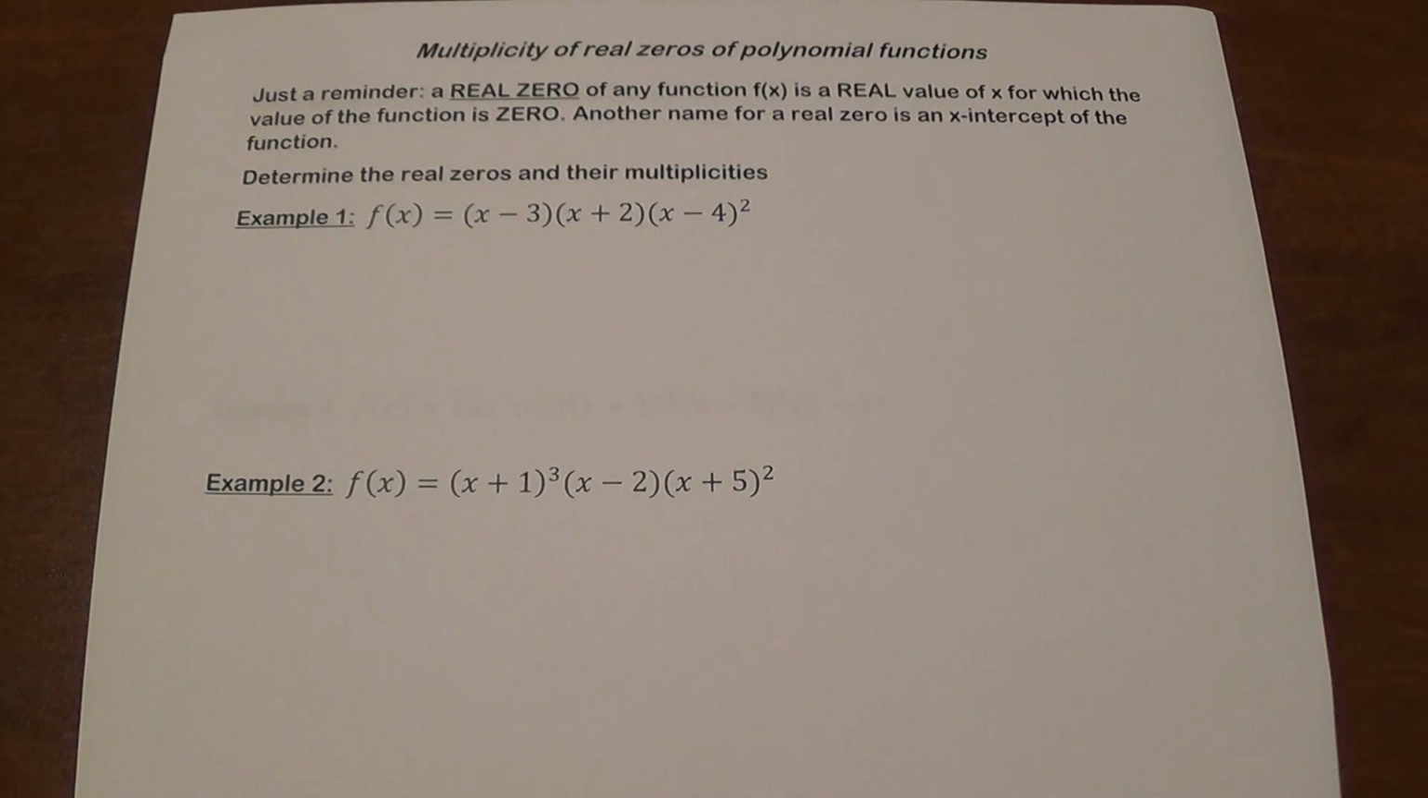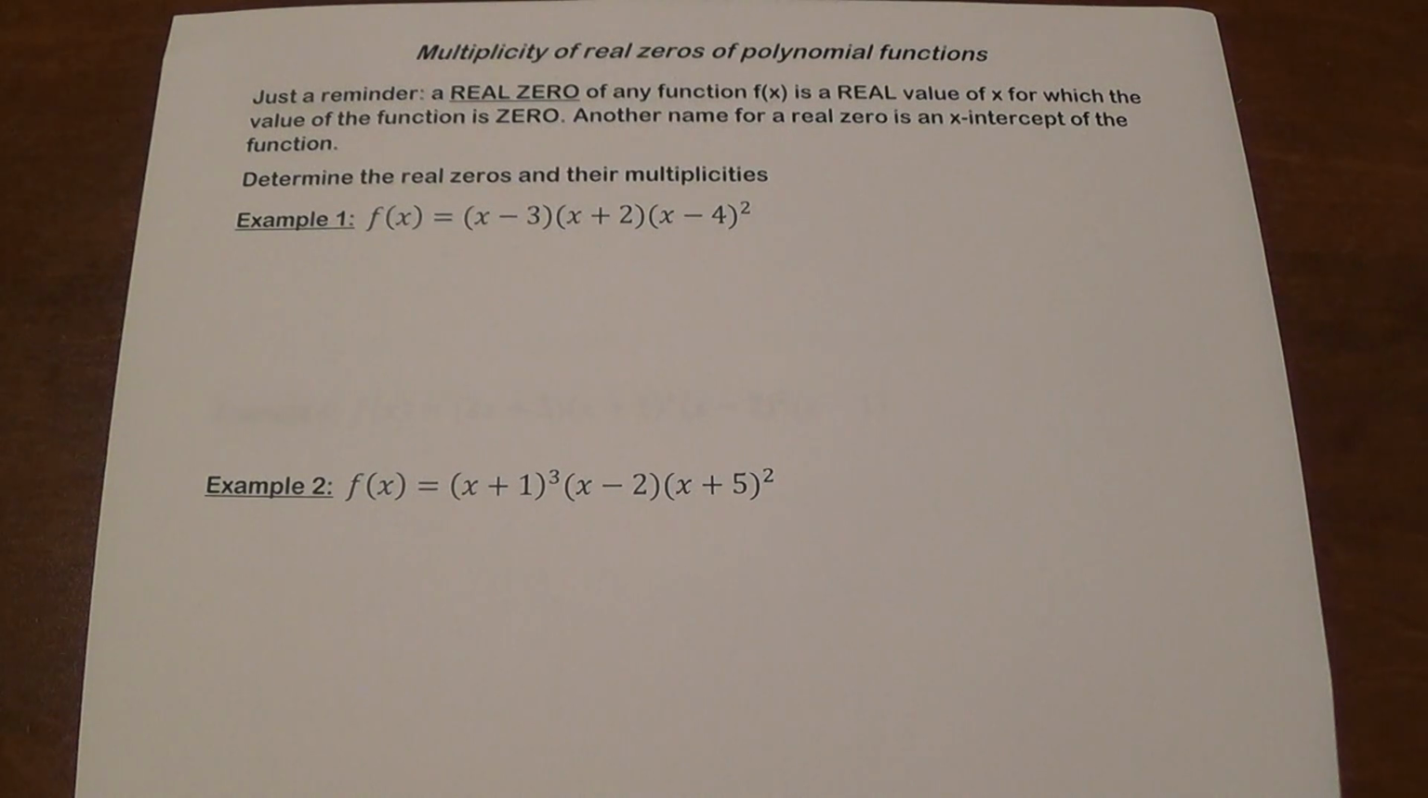Hi, we are going to discuss something called multiplicity of real zeros for polynomial functions. A reminder that a real zero of a function is a real value where the function is going to be 0. And we also know that as x-intercept. So we need to determine real zeros of these polynomials and their multiplicities. Here's what we need to know.